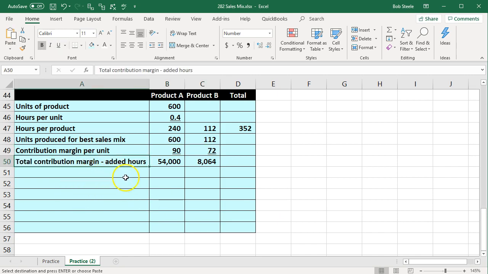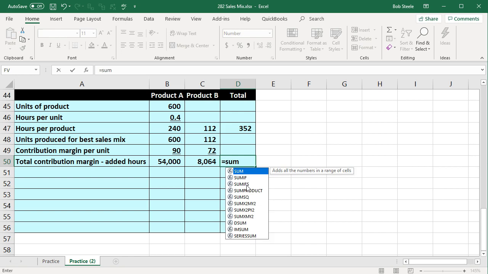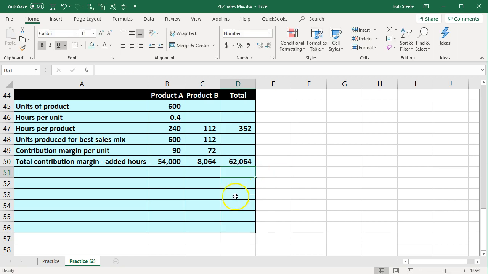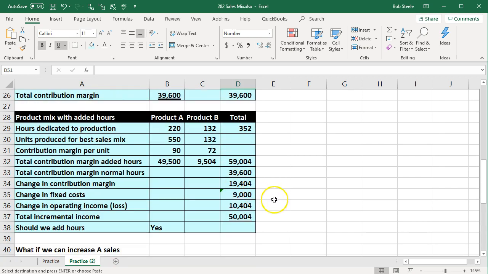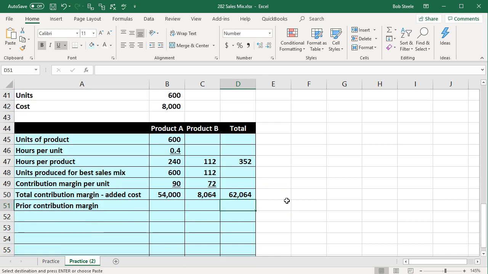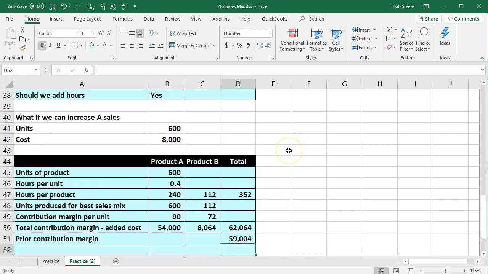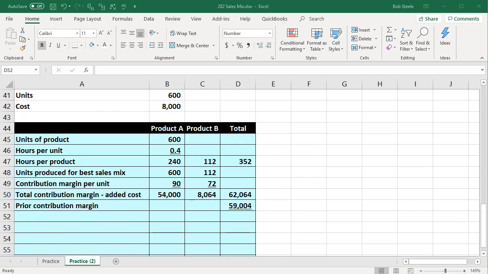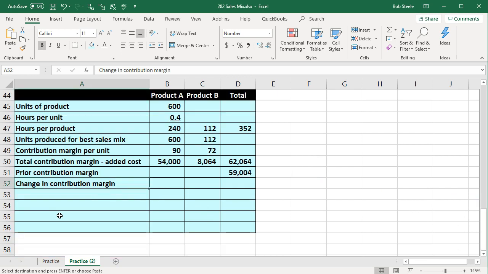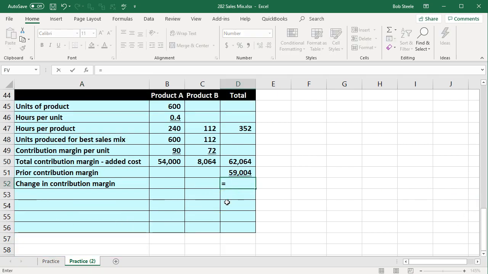So this is going to be the total contribution under this scenario, the added cost. We're going to say this is going to be 62,064. And then we're going to compare that to the prior scenario, where we had the added hours but not the added cost. So all right, what's the contribution margin prior to this? It's going to be the 59,004 contribution margin. And the difference between those two is going to be the change. So the change in the contribution margin is going to be the 62,064 minus the 59,004. That's going to be the 3,060.